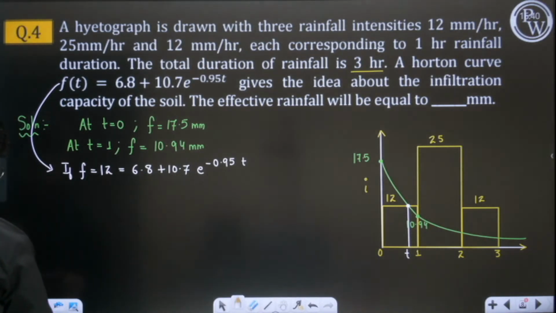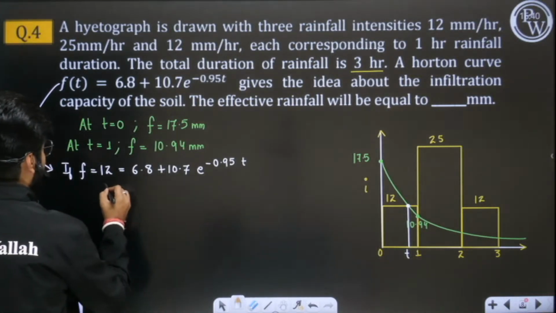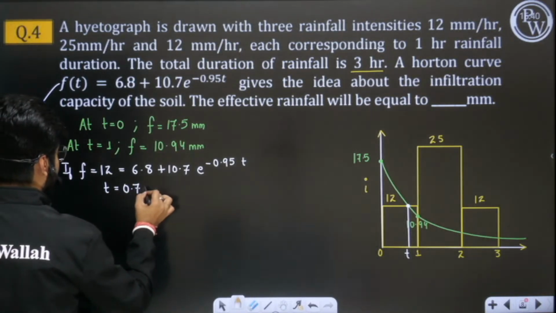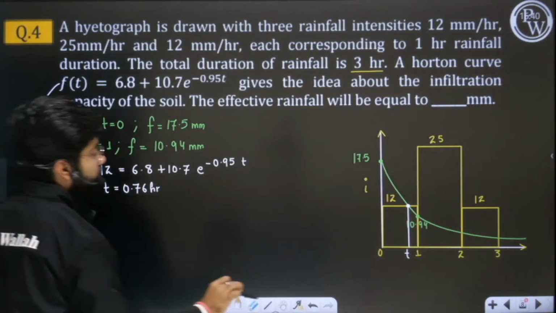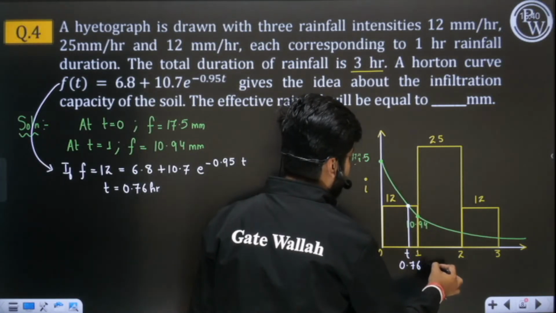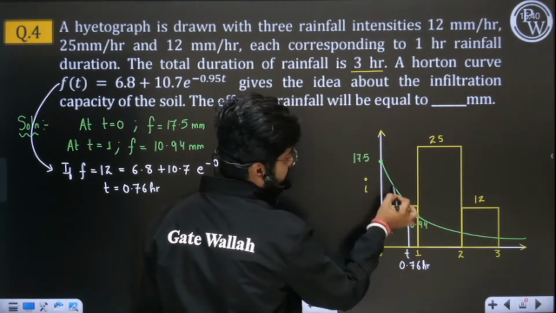Natural log on both sides, and divided by minus 0.95. So we are getting the time here as approximately 0.76 hour. This means that at 0.76 hour, this graph will cut this.